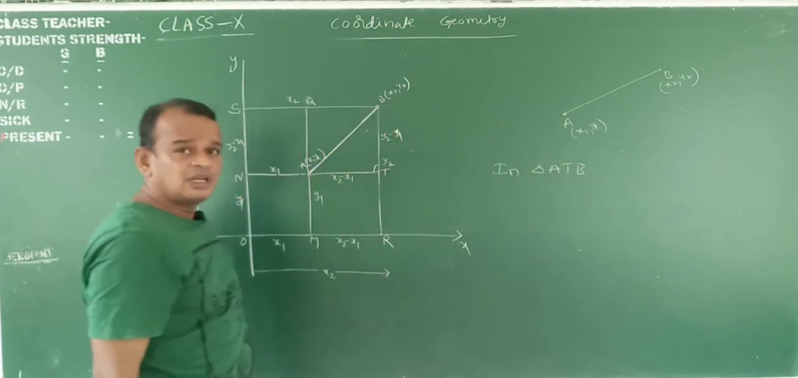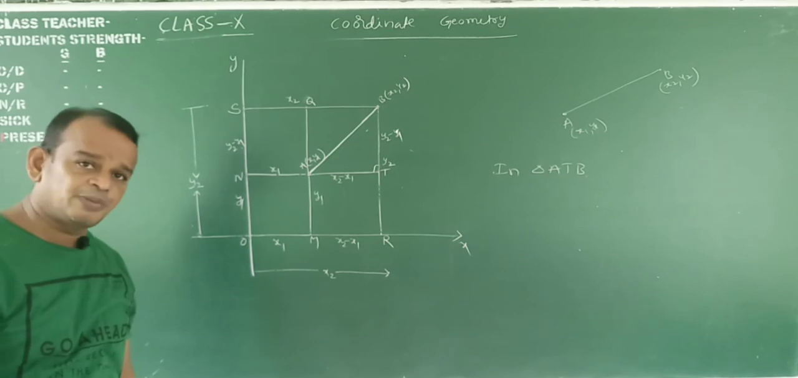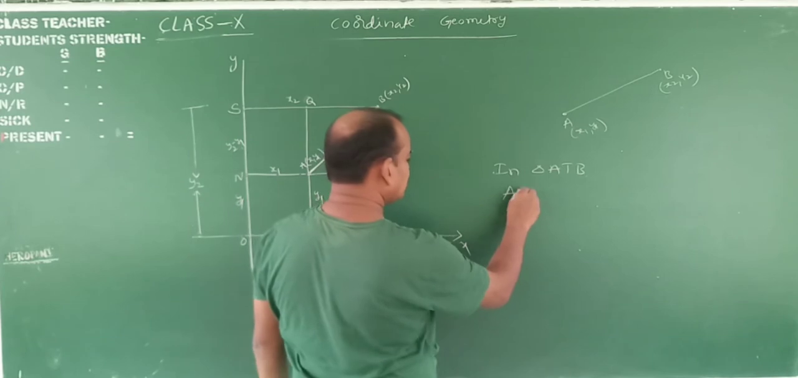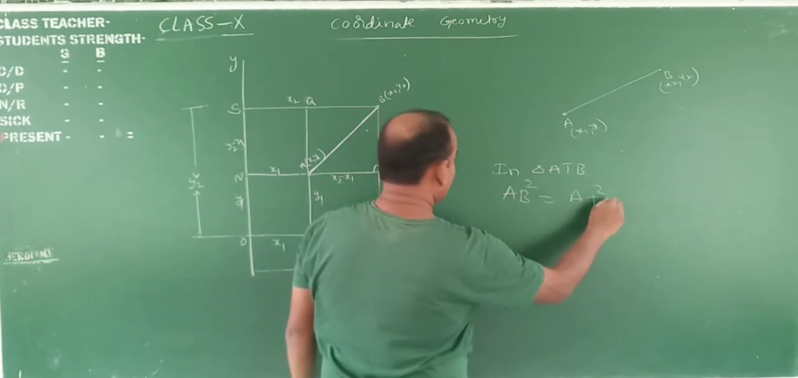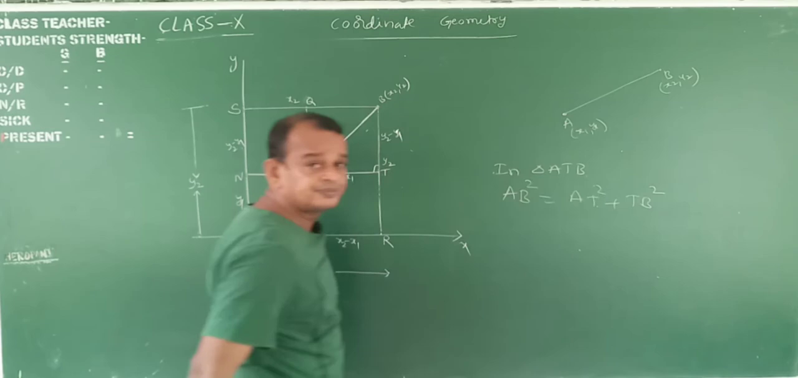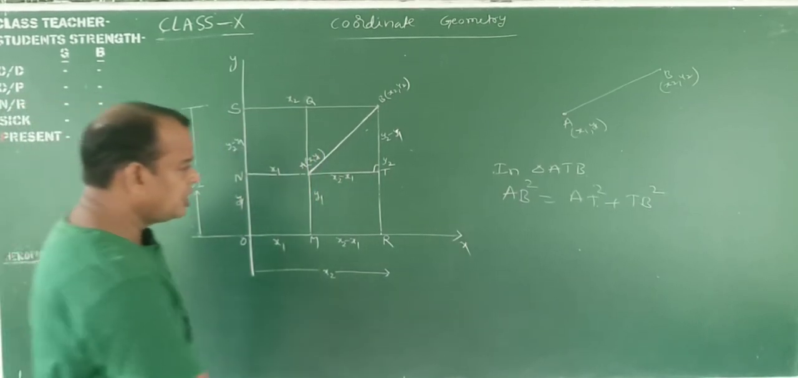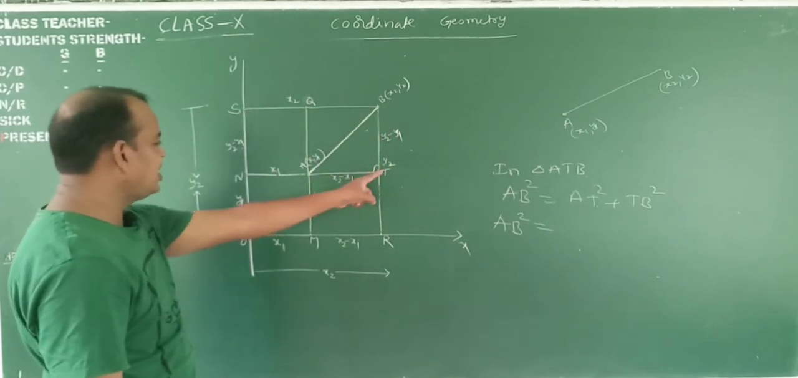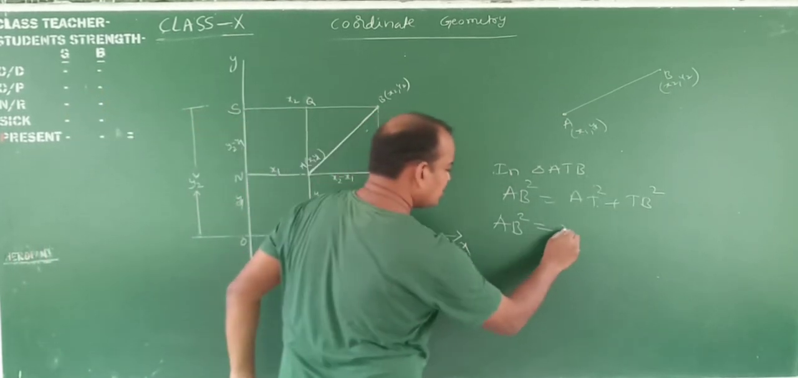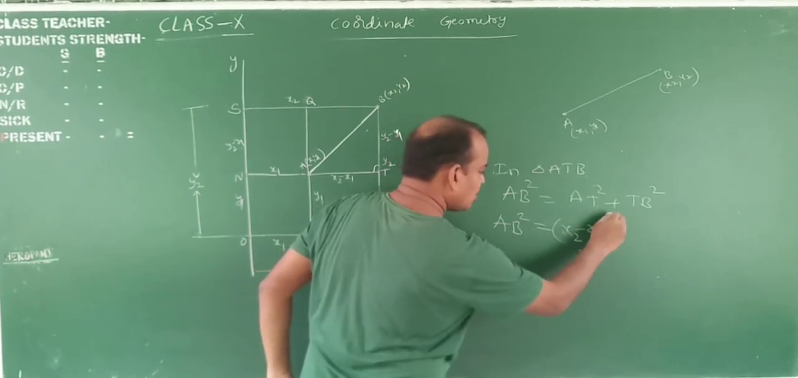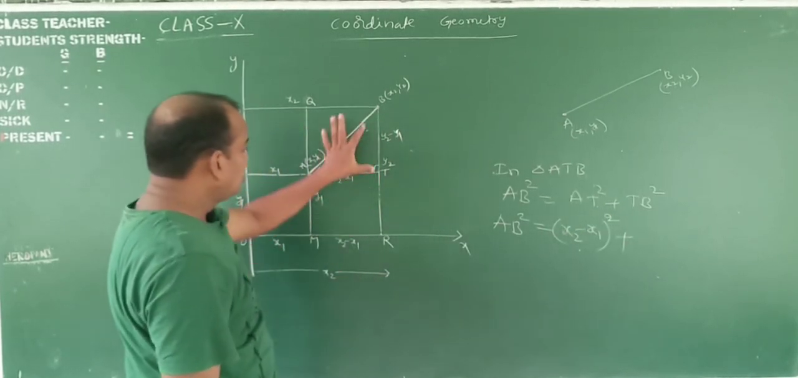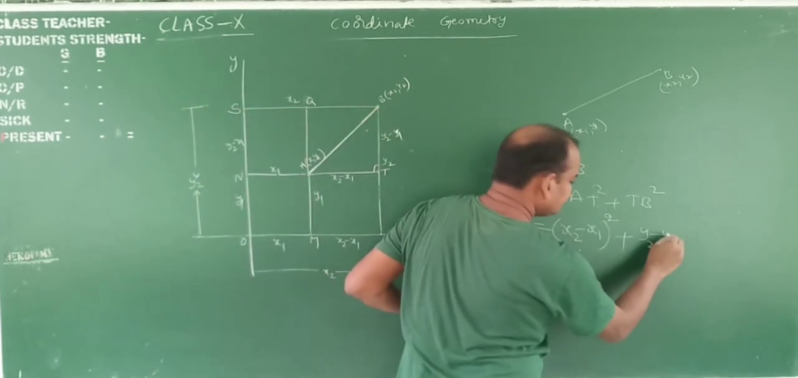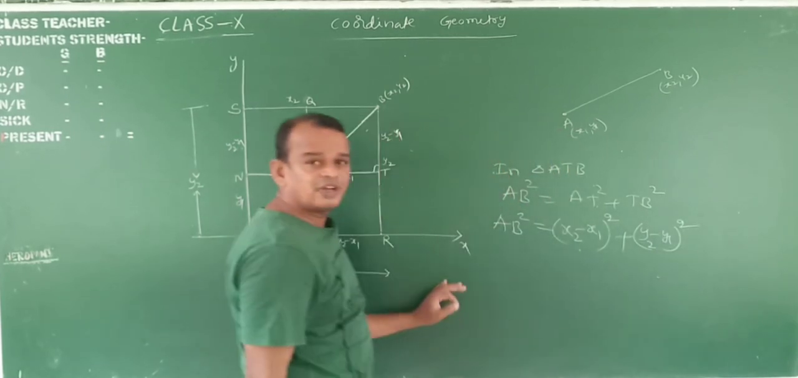In triangle ATB, observe that. What is the Pythagoras theorem? Hypotenuse square equals side square plus side square. AB square equals this square plus this square. AB square is equal to AT square plus TB square. Any doubt? Now AB square is equal to AT square. What is AT? X2 minus X1, the difference of the x coordinates, plus TB. TB means Y2 minus Y1, whole square.